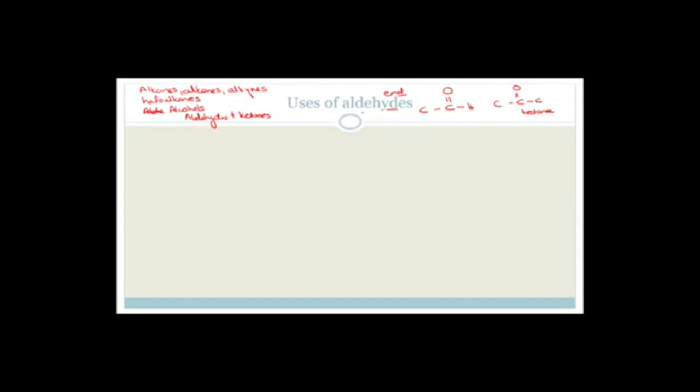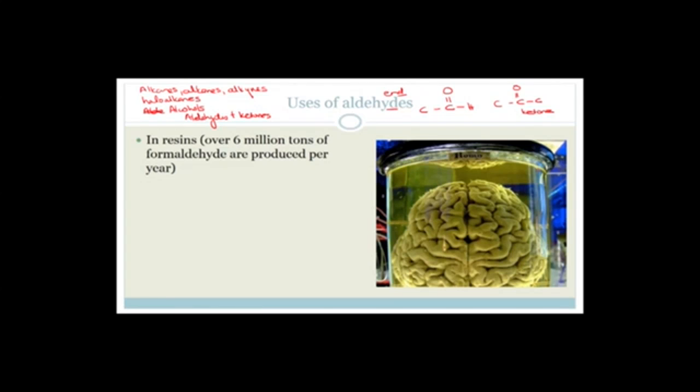Okay, so now we're carrying on and we're going to talk about the uses of aldehydes. One of the main uses of aldehydes is in resins, and it says over 16 million tons of formaldehyde are produced per year. So what is formaldehyde? Formaldehyde is actually a very toxic solution, and what I have included here is a human brain that has been kept in formaldehyde. It preserves it, it keeps it the way it should be. So this brain might be 80 years old, and because it's been kept in formaldehyde, it preserves it.